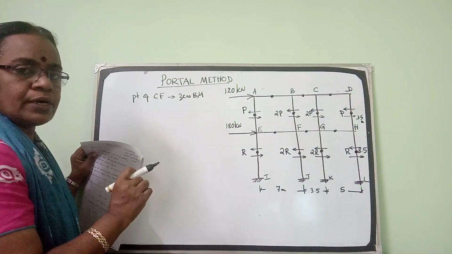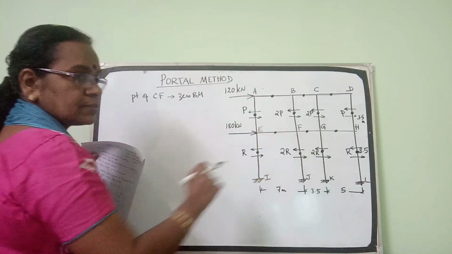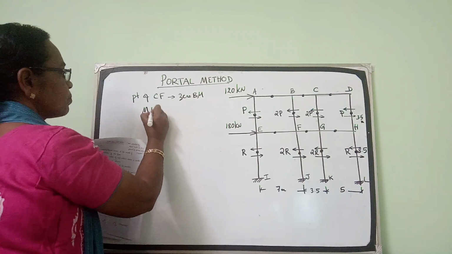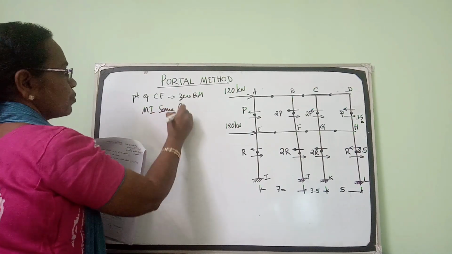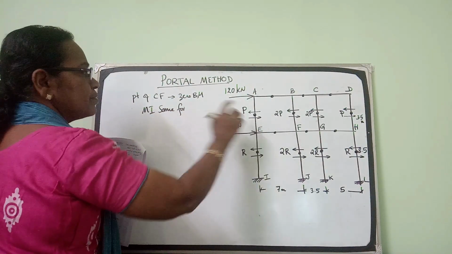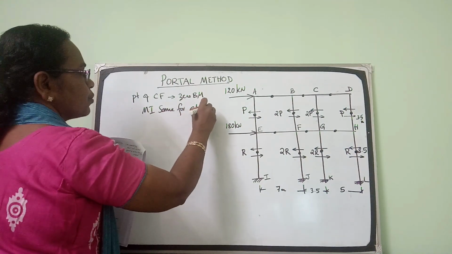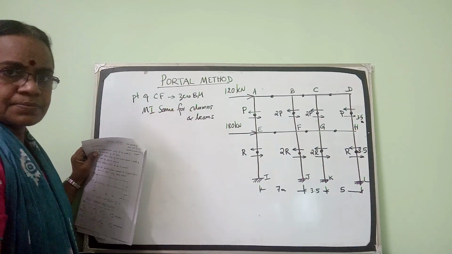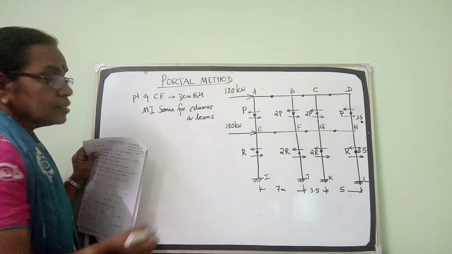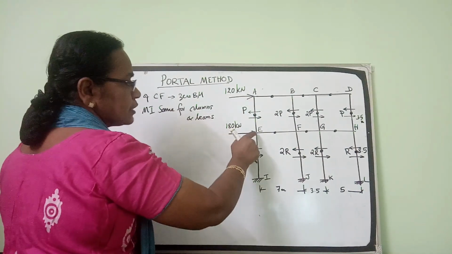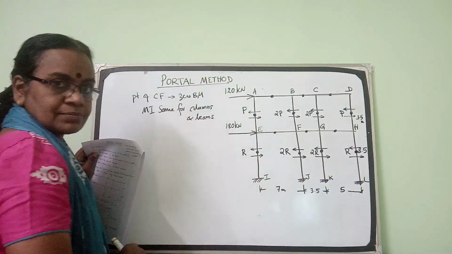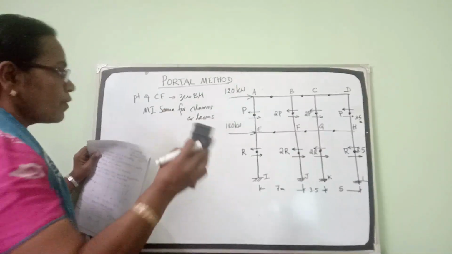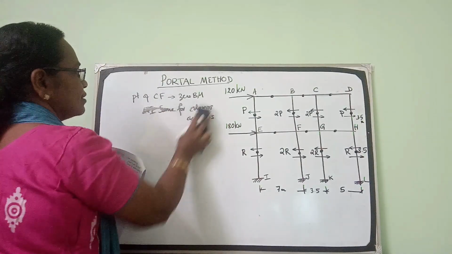These are the two assumptions. The third one is uniform stiffness for all the members. Uniform stiffness means the moment of inertia is the same for all elements, that is, columns and beams. Then the fourth assumption is that the lateral loads are acting only at the joints. So these are the four assumptions of the portal method of analysis. Now I will pass on to the various steps in the analysis.